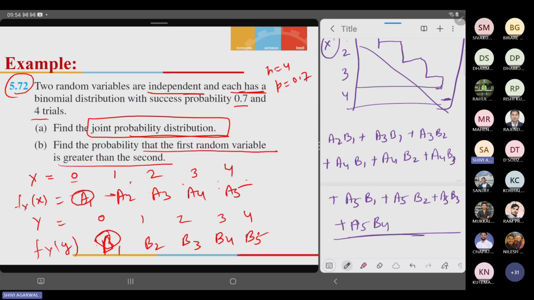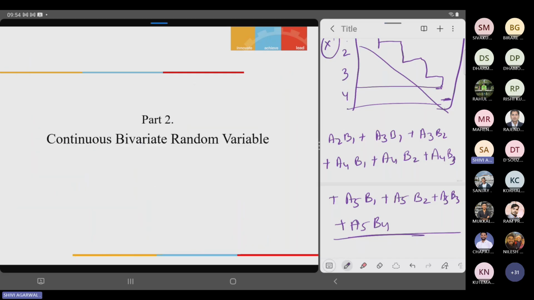Now it's up to you how you do it. Just consider it as a practice problem. I already gave you the hint. Please do it on your own. Any doubt, you can drop a mail here. Now continuous, that is related to chapter 5, which you have done.